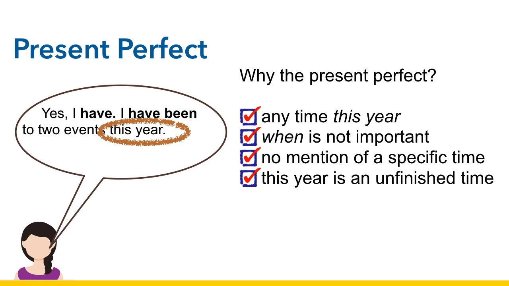Here she responds, "Yes, I have. I've been to 2 events this year." Again, we use the present perfect here because this year is an unfinished time. It's still going. So far this year, Rachel has been to 2 events.